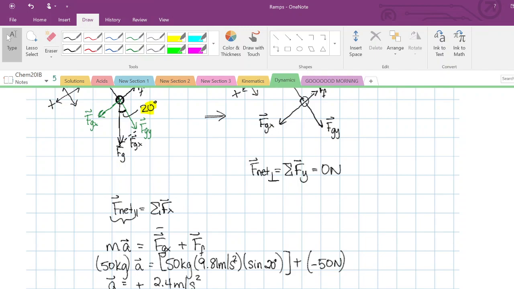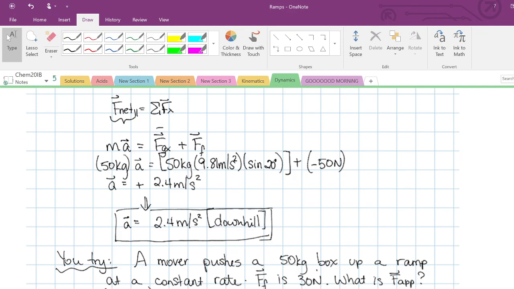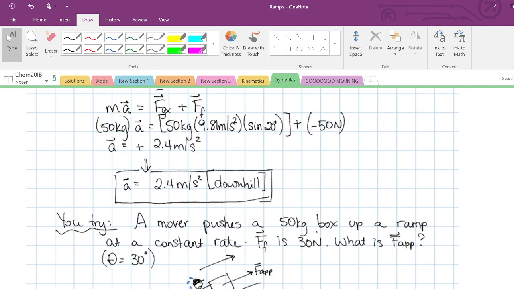So 50 times 9.81 times sine 20 will give me the magnitude of this force gravity parallel, plus my force friction, which is negative 50 newtons. Negative because I said downhill was positive. And if I solve for this, I get positive 2.4 meters per second squared, which means 2.4 meters per second squared downhill. So that's a typical problem.